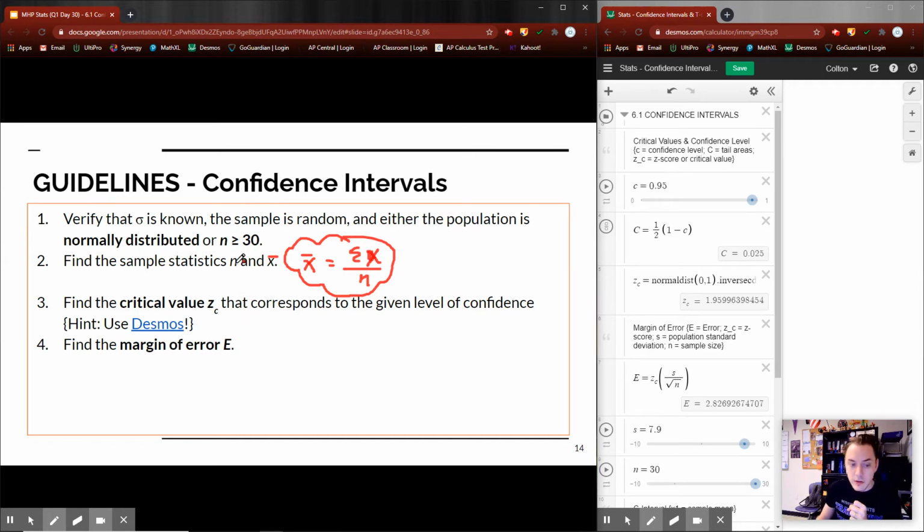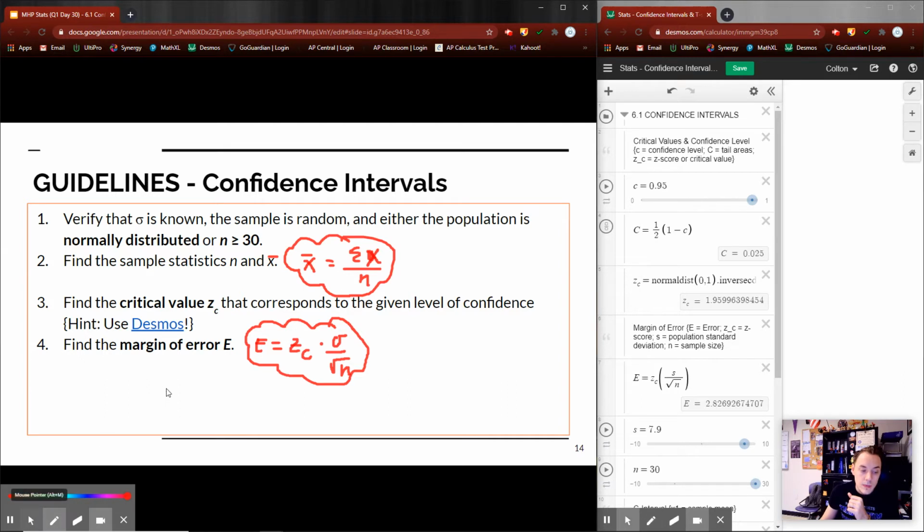Find the critical value. See, that's how you use Desmos. Using this area right here, this z-score gives you your critical value. You're going to be using Desmos to find that. And then find the margin of error. Remember, my margin of error equals my z-score, or my critical value, times the population standard deviation all over the square root of my sample size n. So that's the fourth step.